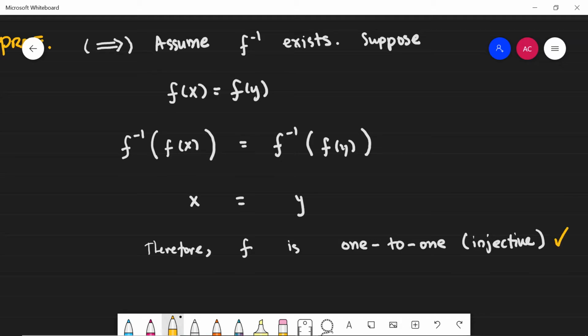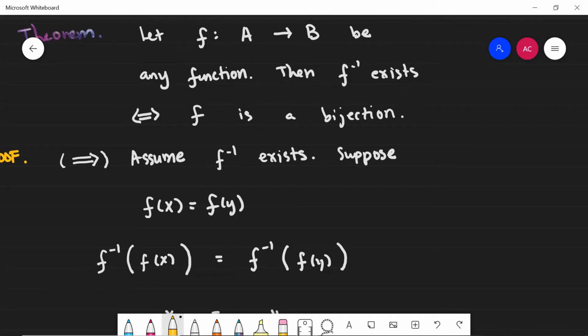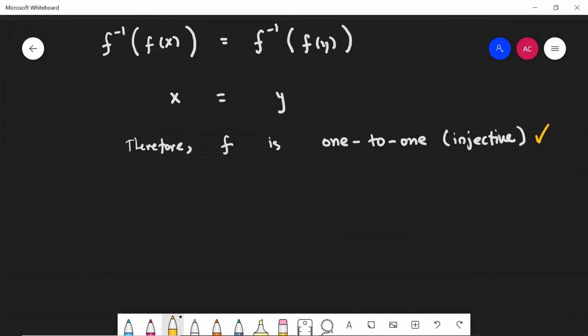But I want to prove that F is a bijection. So I have to prove that it's onto. Okay. So I have to prove that the image of F is all of B. I want to show that the image of F is all of B. So now we must show that the image of F is equal to all of B.